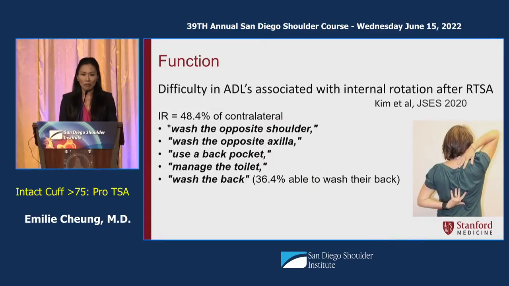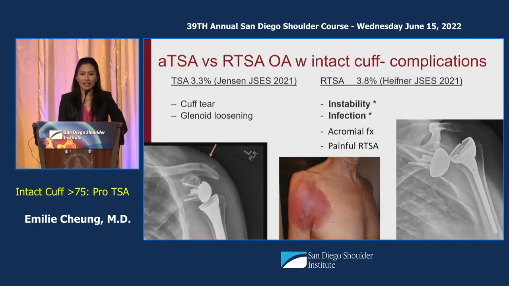There was a paper a couple years ago looking at the difficulty in ADLs associated with internal rotation after reverses, and they had a list of 10 basic functioning tasks that you need for basic functioning in ADLs. There was a significantly diminished ability to perform these ADLs with the reverse, and over a third of these patients were unable to reach their back for washing and hygiene.